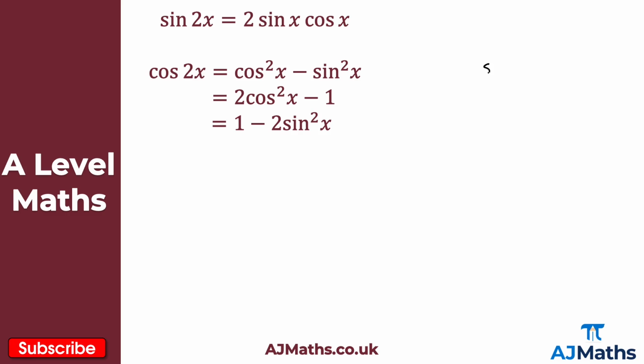Using sine squared x plus cos squared x equals 1, I can rearrange to make sine squared x and cos squared x the subject, and then substitute those into cos squared x and sine squared x. So we do those individually. We obtain 2 further results: 2 cos squared x minus 1, and then finally 1 minus 2 sine squared x.